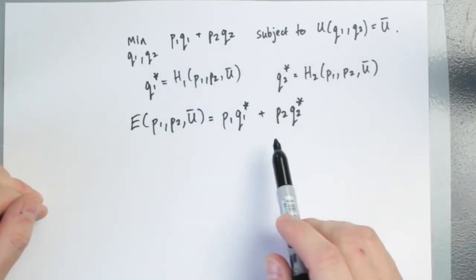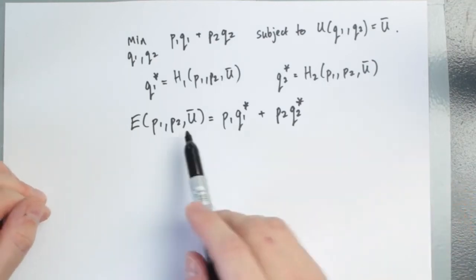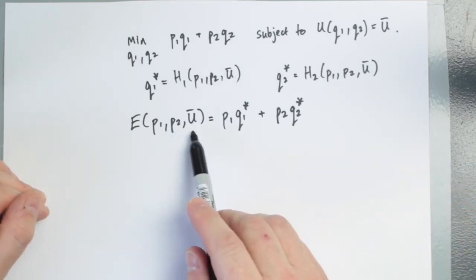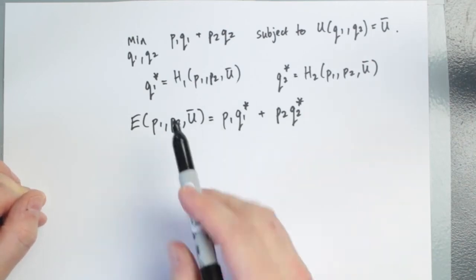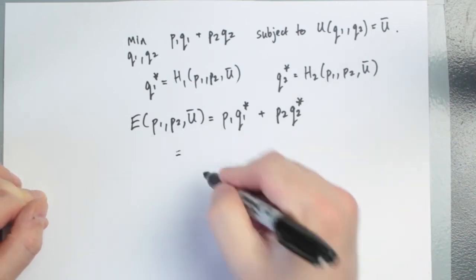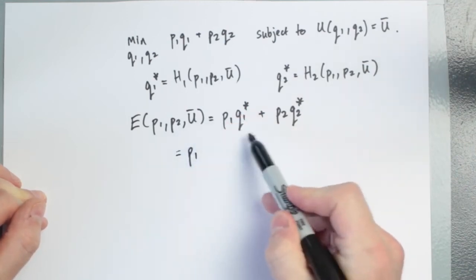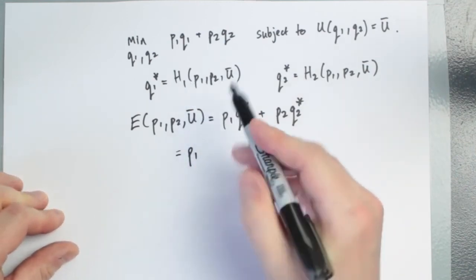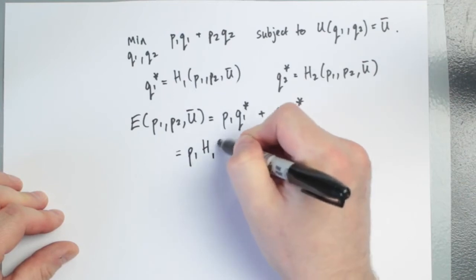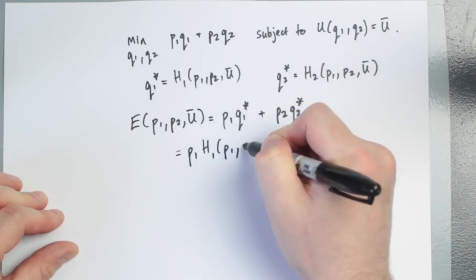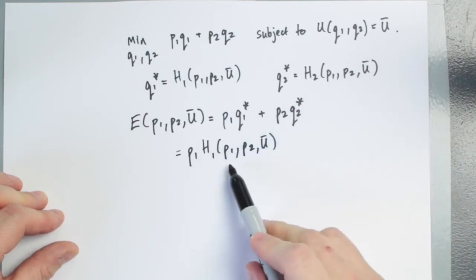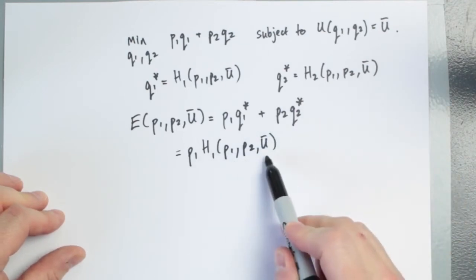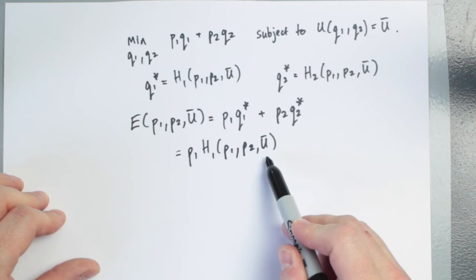Okay, so this is called the expenditure function. Now, it's a function of the target level of utility. It might not be immediately obvious here, but I could write this as equal to P1 and then note that Q1 star is the Hicks demand function, Hicks demand for that good when the prices are P1, P2, and the target level of utility is U bar.